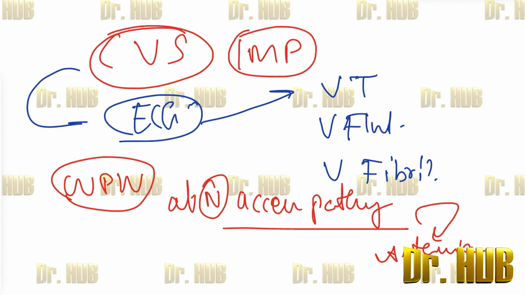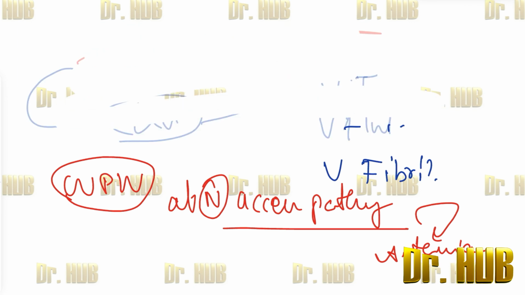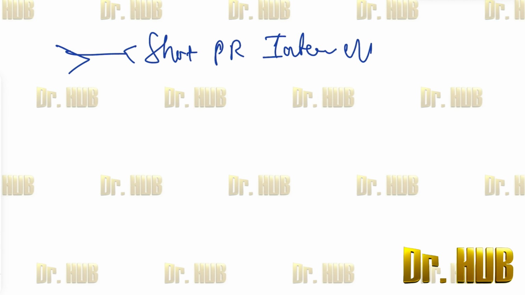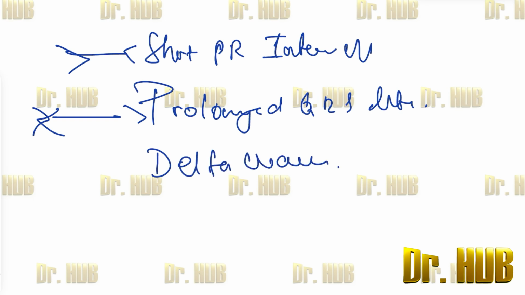Now let's look at the ECG changes. WPW syndrome, as we discussed, has ECG changes that include a shortened PR interval. Next is the prolonged QRS duration. Next is the presence of delta waves.